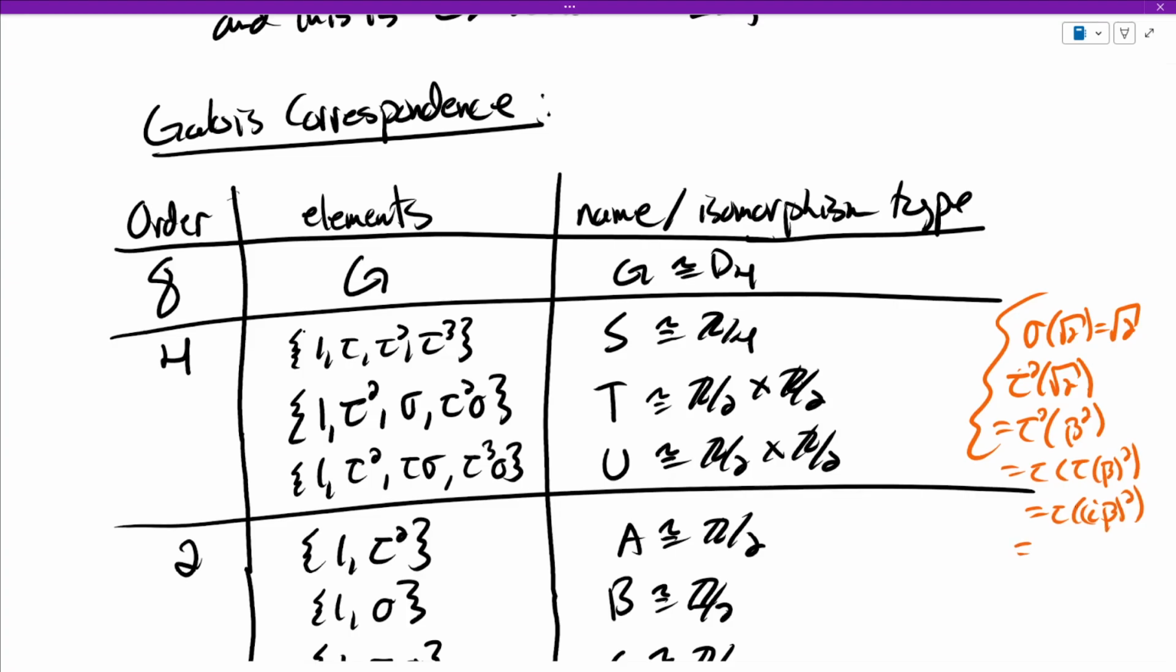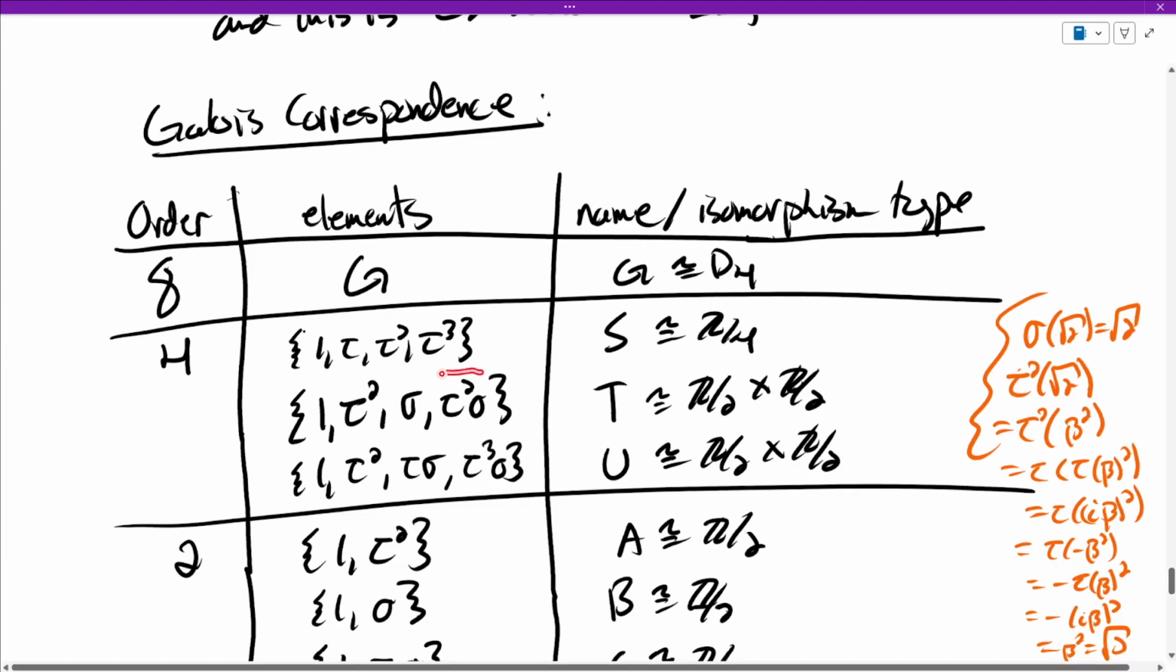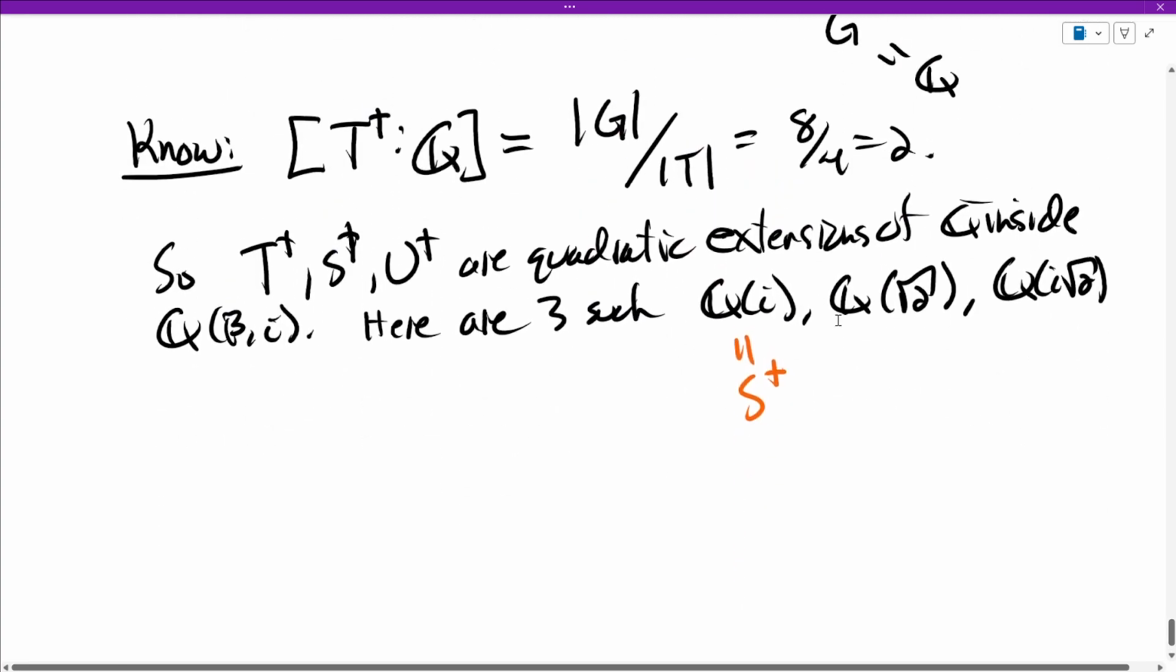Okay, sorry, this scratch work's getting kind of long. That's tau of negative beta squared. So that's negative tau of beta squared. So that's negative I beta squared. So that's beta squared. So that's root 2. Okay, so tau squared fixes root 2. So both of these guys fix the square root of 2. So I believe this one is T dagger then. And that means this one has to be U dagger. You don't really have to think about it.